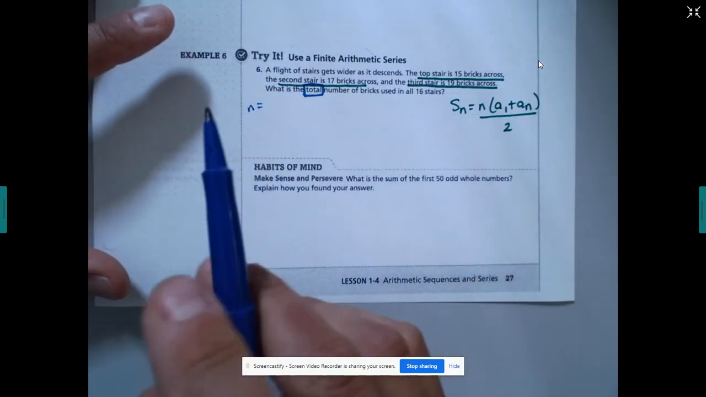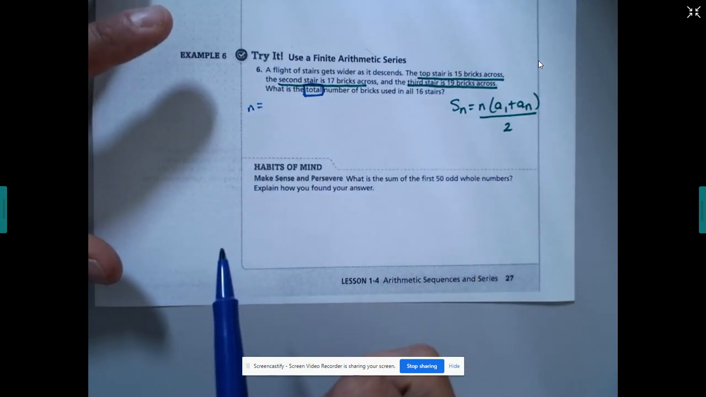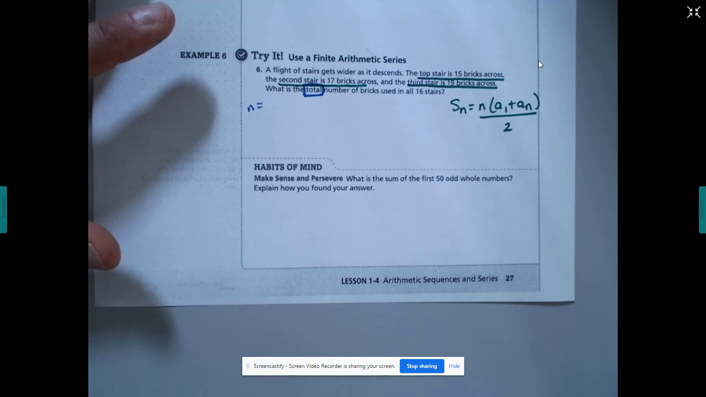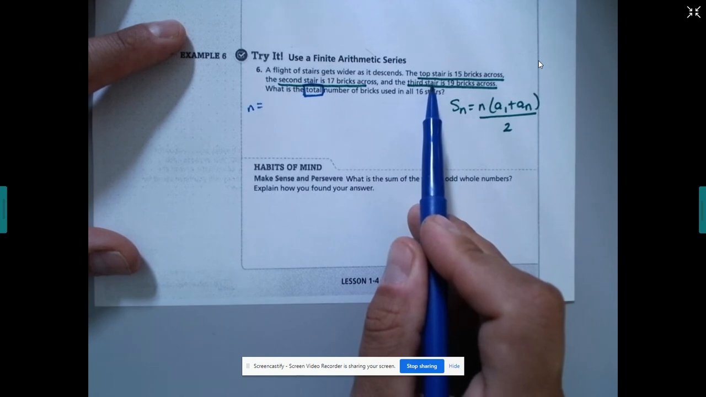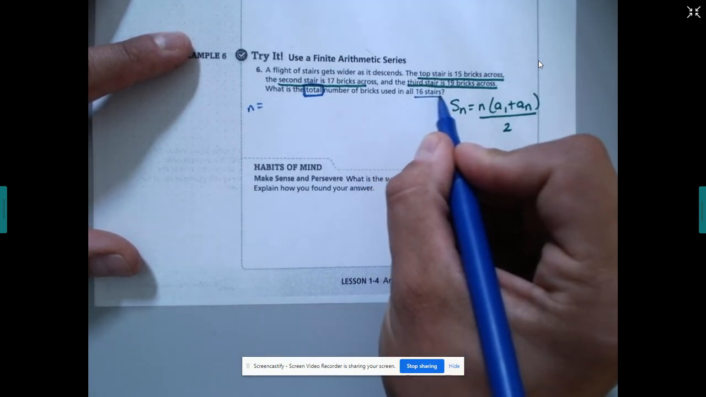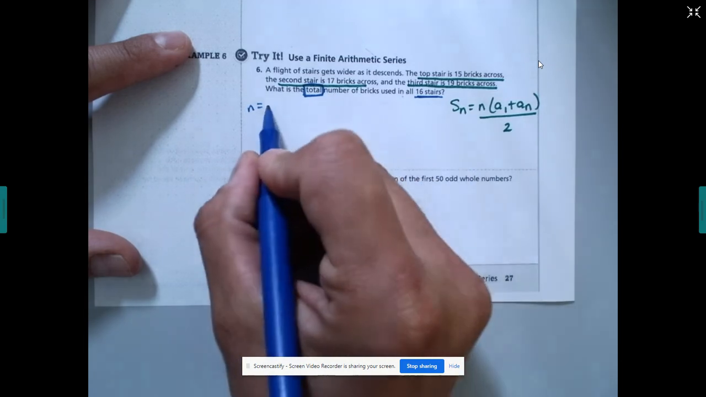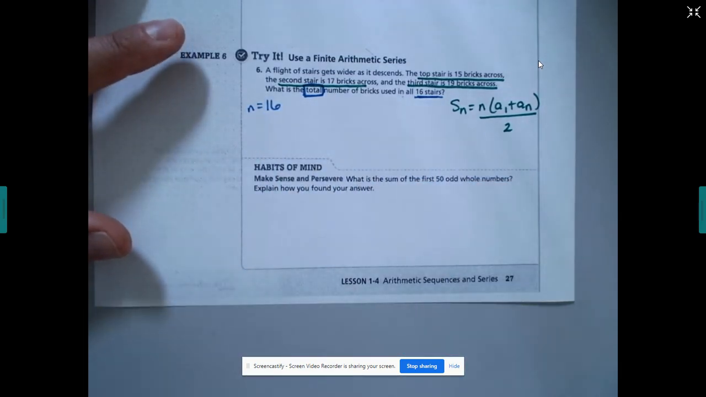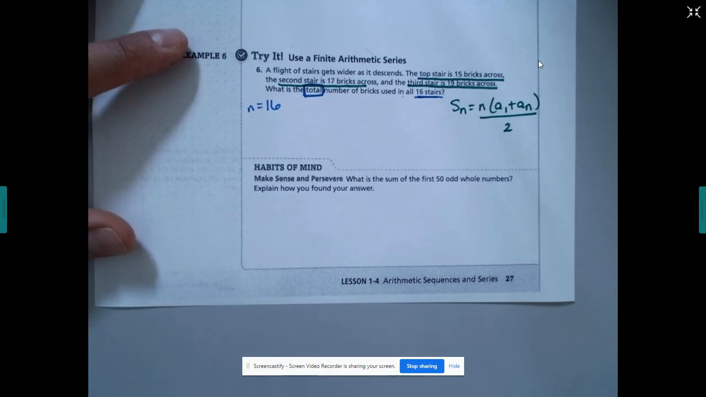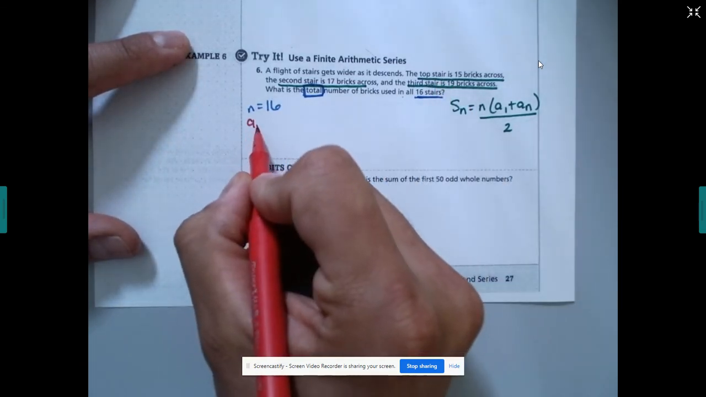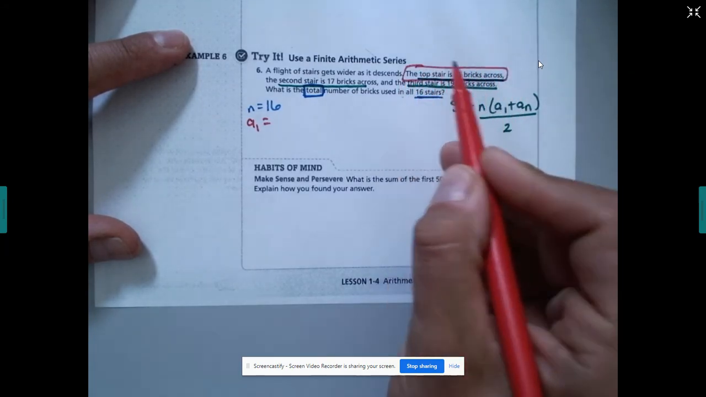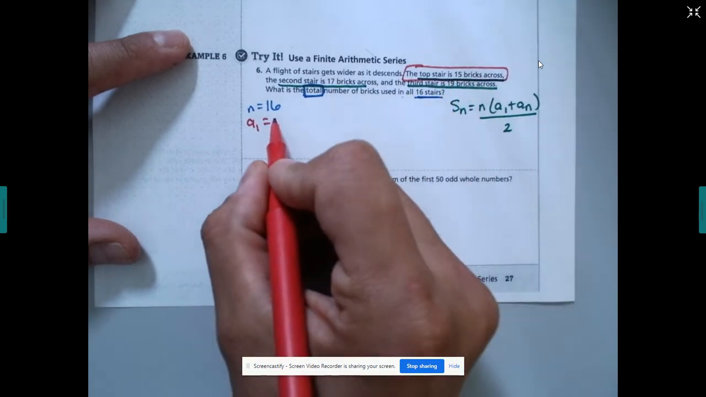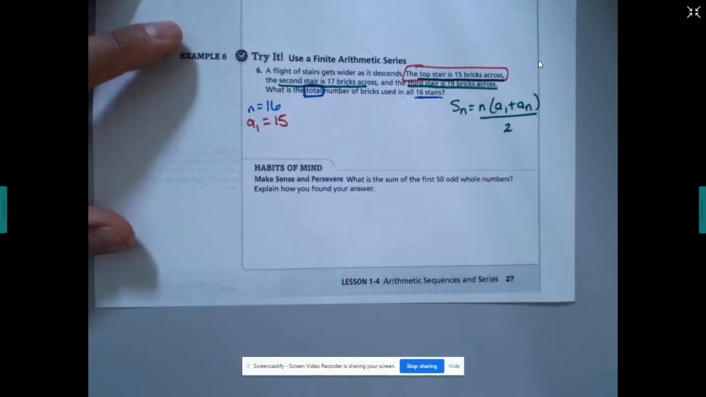N is basically the number of stairs. So in this flight of stairs, what's the total number that we have? We have the first stair, second stair, third stair. And then they tell us right here that all of them are 16 stairs. So that's going to be my n value is 16. Okay, so n is 16. The top stair, the first stair, they told us right in the very first sentence, had 15 bricks. So a1 is going to be 15.